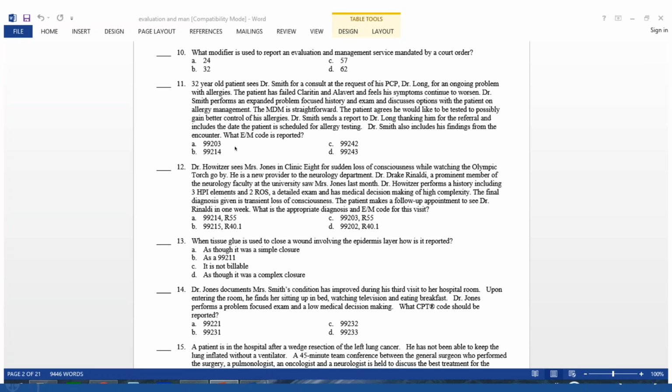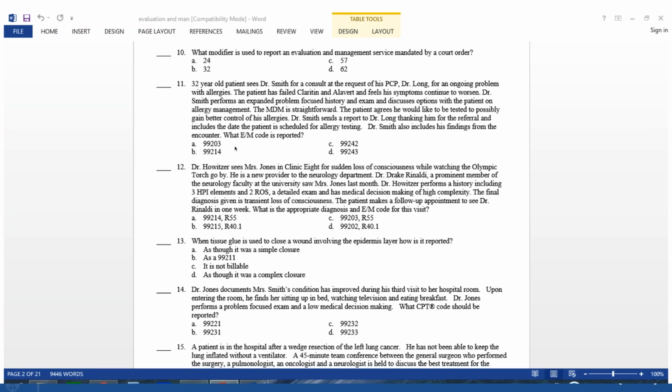Now remember, E&M, I'm looking at my page 1. I got page 1 through 3 ready. Fingers are ready. Okay, so number 14, Dr. Jones documents Mrs. Smith's condition has improved during her 3rd visit. Where is she? She's in the hospital. He said her 3rd visit to her hospital room, so she's not being admitted. She's already there. So that's hospital inpatient, right?